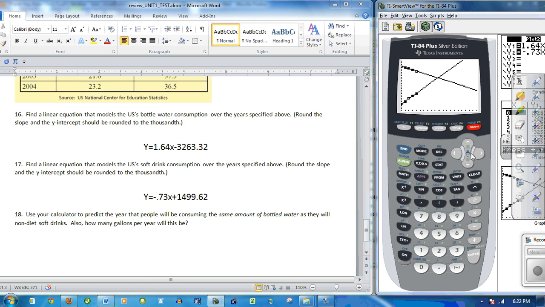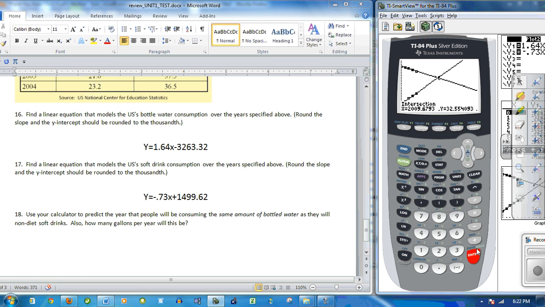So to find that intersection exactly, I'm going to go to second, trace, which brings up the calculate menu. And then I'm going to choose 5 for intersection. Once I get the cursor blinking near the intersection, which is great, it seemed to come up there naturally, hit enter 3 times. 1, 2, 3.